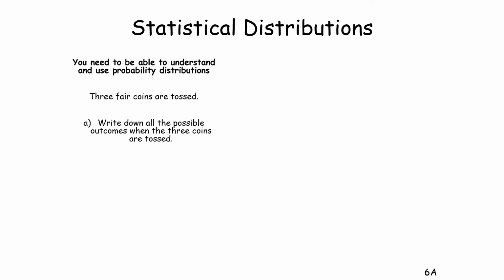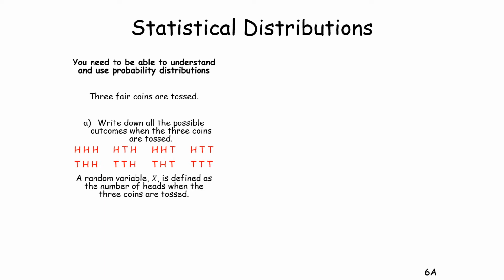Okay, so on this one, we're talking about 3 fair coins that are tossed. We want to write down all possible outcomes when 3 coins are tossed. So first of all, you could get head, head, head, all 3 times. We could get head, tail, head, head, head, tail, and so on. A random variable X is defined as the number of heads when 3 coins are tossed. First, we want to write the probability distribution of X as a table, and then we want to write a probability mass function.